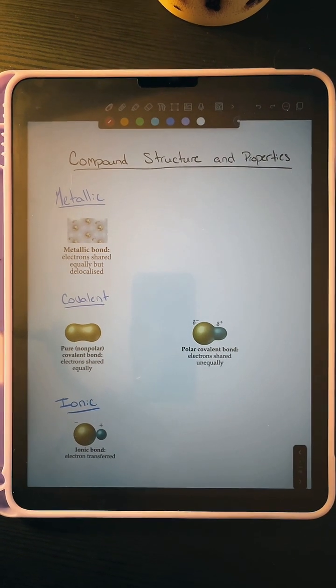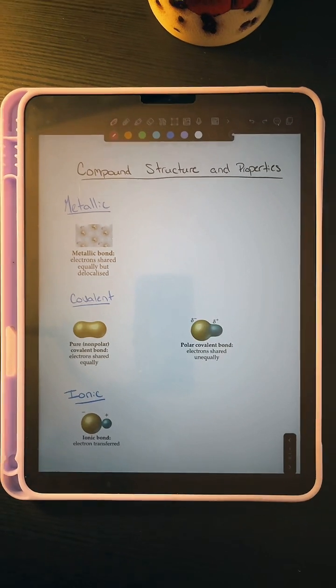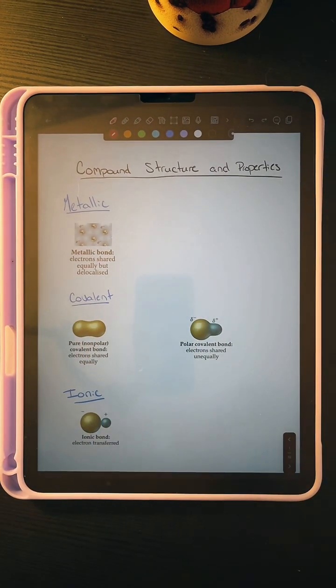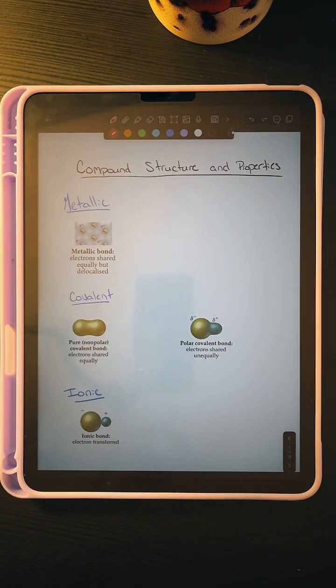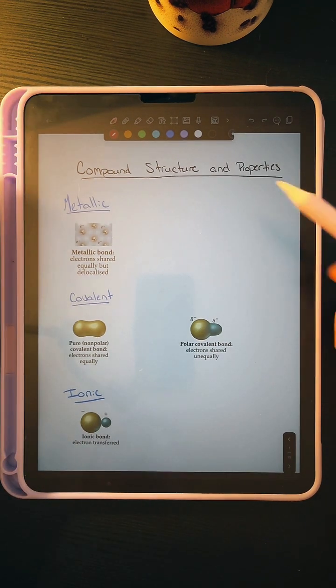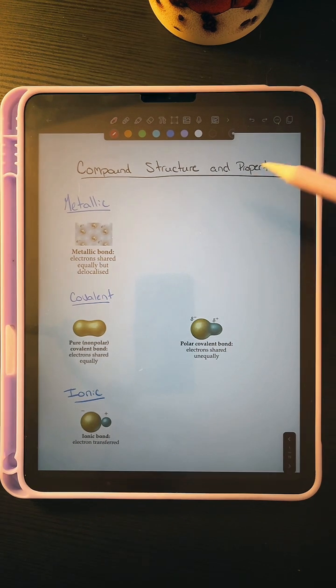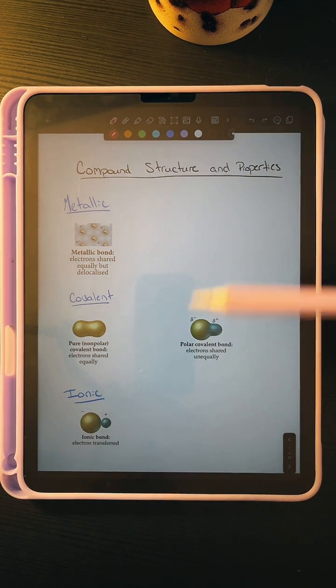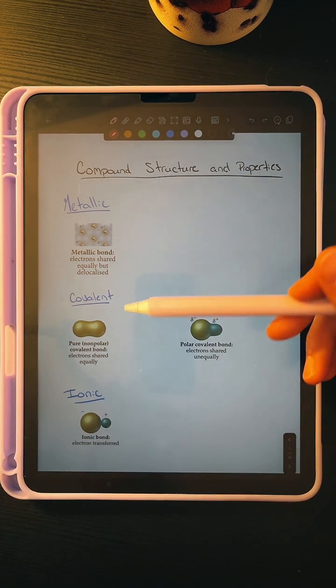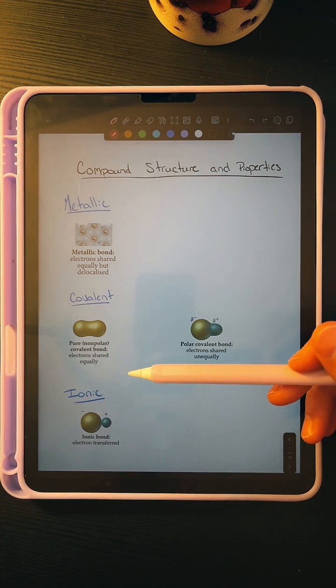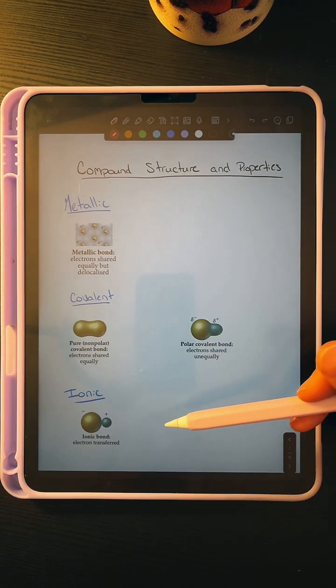I'm just going to raise this up a bit so I have a little bit more room underneath here. So when we talk about compounds, we're talking about things more than one thing. We have three main types of compounds. We have metallic, covalent, and ionic. So those are the three main types.